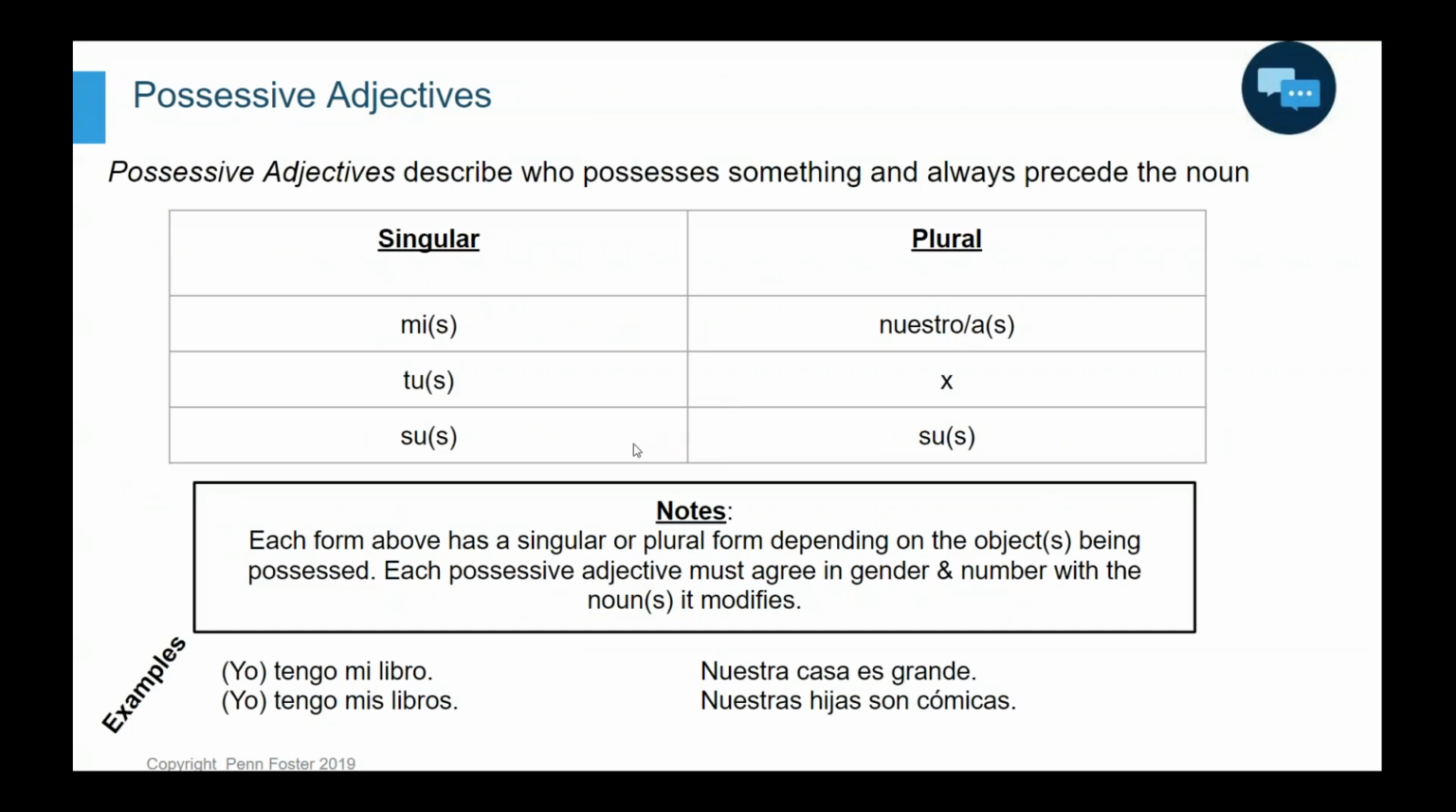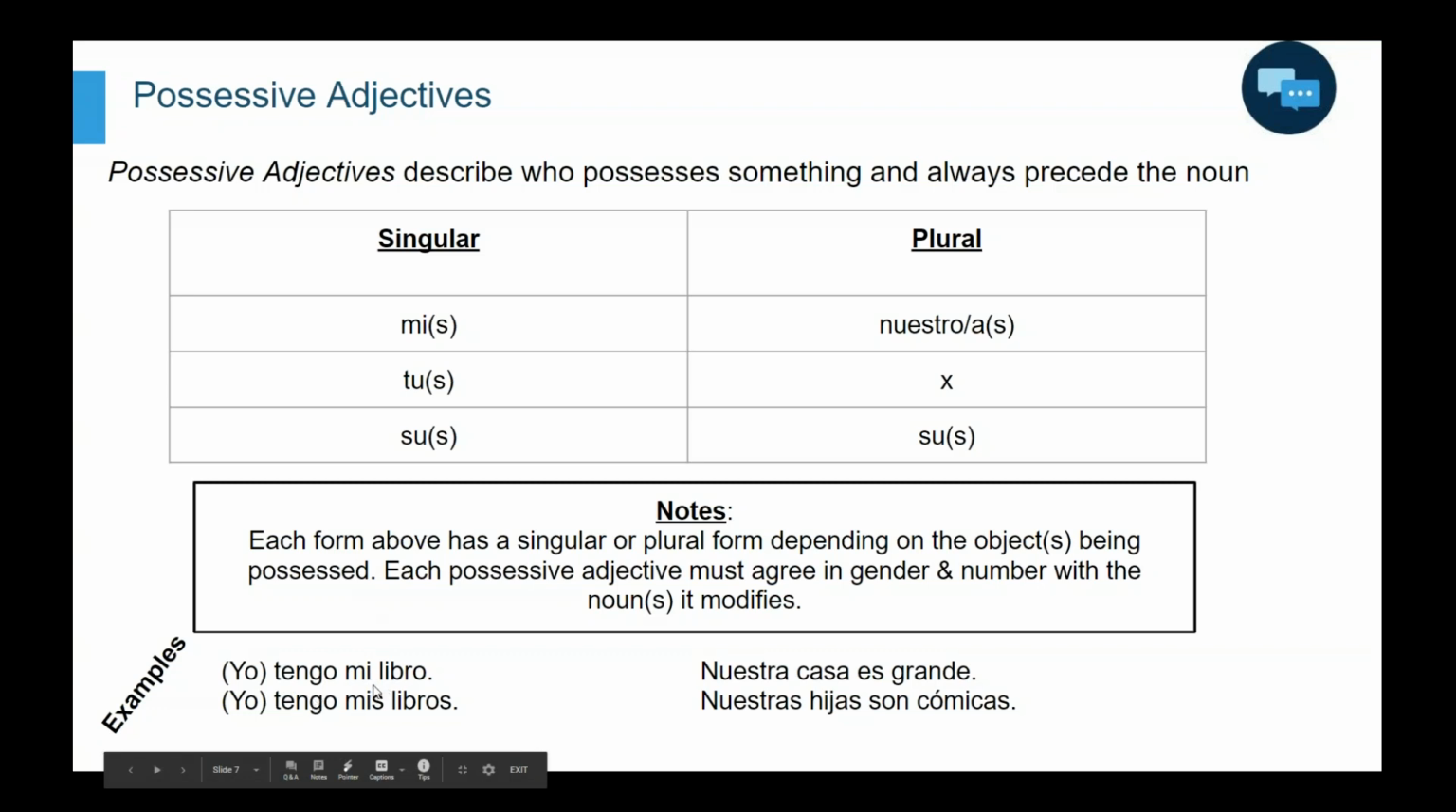Talking a little bit about the possessive adjectives, we want to just review those with you. You can see the chart is designated here for my, your, his or her, our, and their in Spanish. And we see that each form does have the singular or the plural form, namely the S on the end of each of those possessive adjectives, depending on how many objects are being possessed. The important thing with adjectives is they must agree in gender and number with the noun that it modifies. So in the examples down below, we give you some examples of the possessive adjectives.